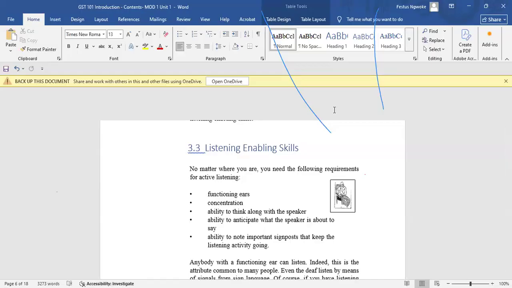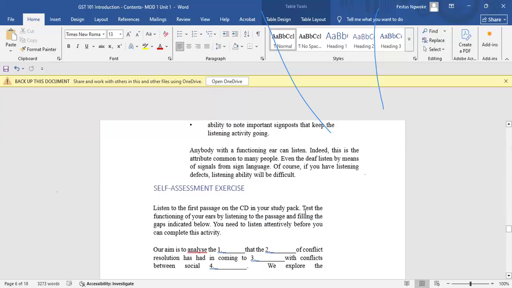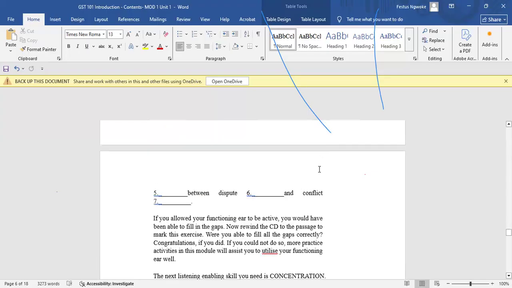So we move on to say the next one is the ability to note important signposts that keep the listening activity going. Yes, that keeps the listening activities going. Which are these important notes? Let's move on, we can see the important notes we are looking at.